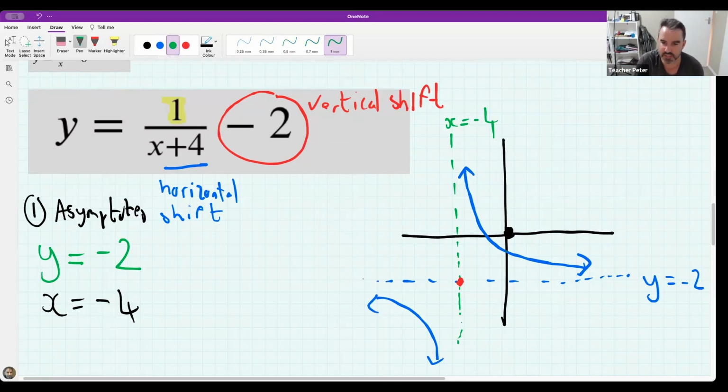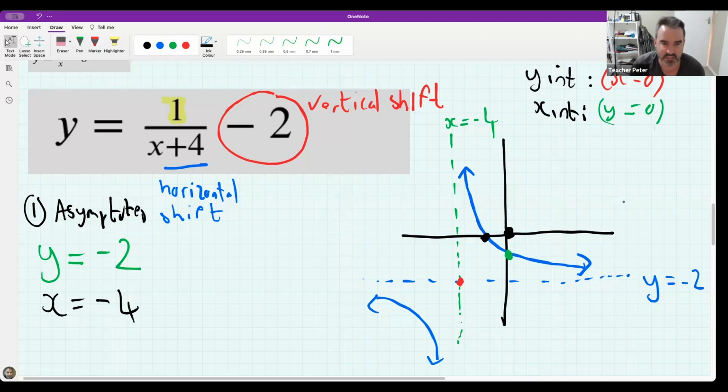Now, here's something interesting. There is, in fact, a y-intercept and an x-intercept in this hyperbola. Can you please find me the y-intercept and the x-intercept for this hyperbola? So it's going to be over here and over here. Now, I'll give you a hint. To find the y-intercept, you make x 0. To find the x-intercept, you make y 0. I want you to go and find the x and y intercept for me.